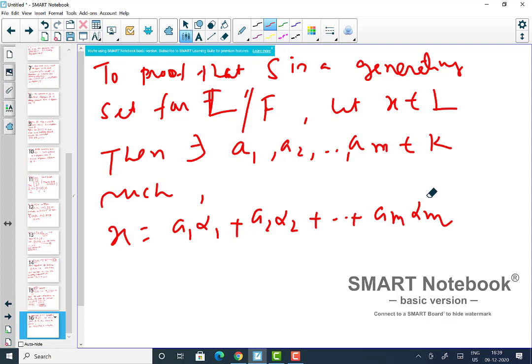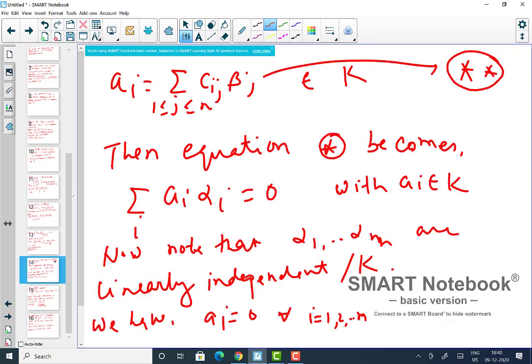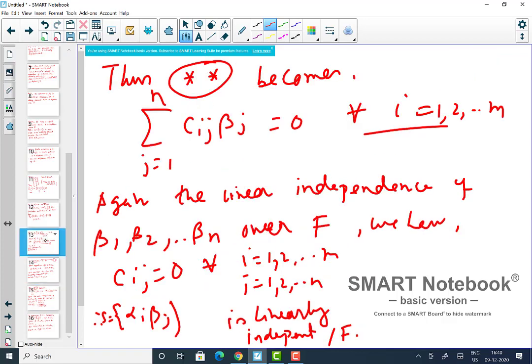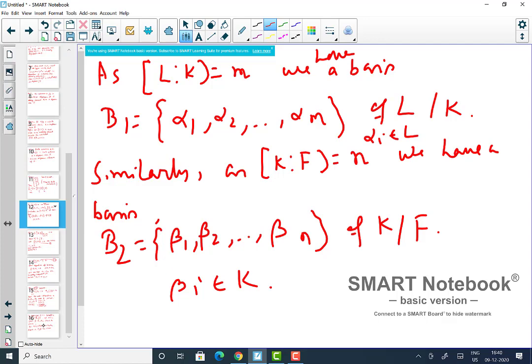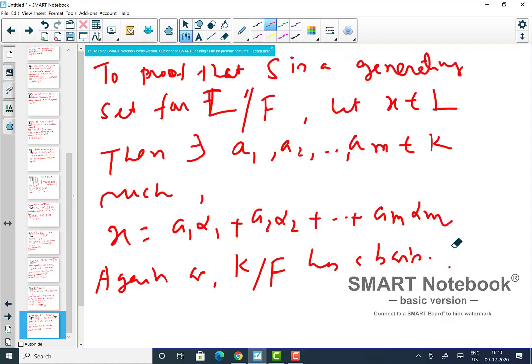And this a_i is an element of K, right? Okay, so a_i is an element of K, I can write down that thing. So again, as K over F has a basis. What was the basis I wrote? Somewhere here. B2, yeah, so this is the basis B2.